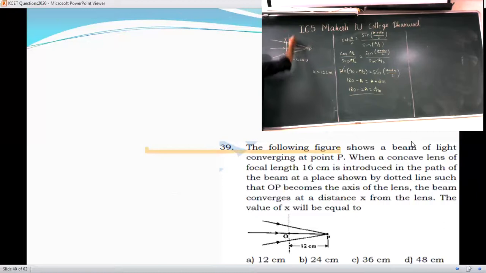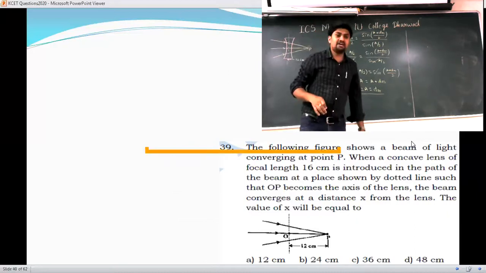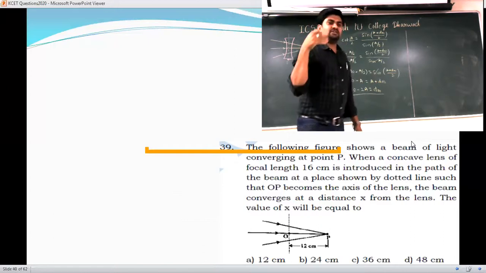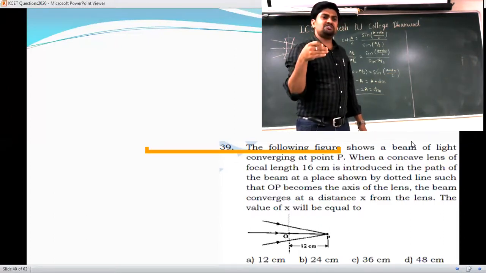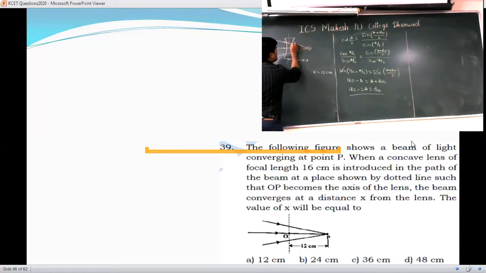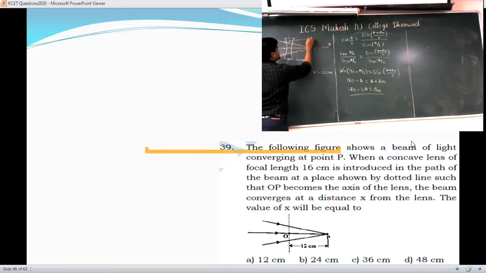Now, when you are placing the concave lens here, the rays will diverge. Because of that, they don't meet at point P. Because of the divergence, the image distance is moved further, beyond P. Somewhere around here you may get that point. This will be the new image distance, that is our x. They are asking you to calculate this distance x.